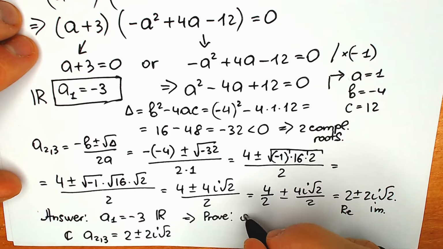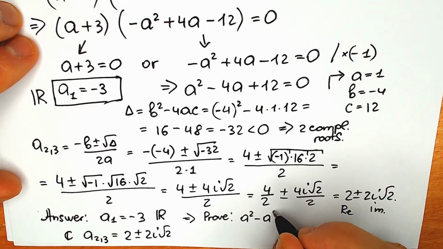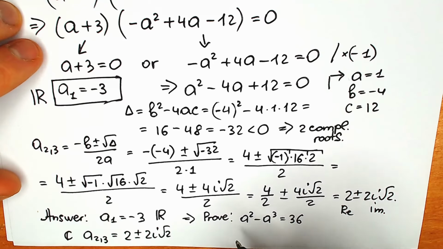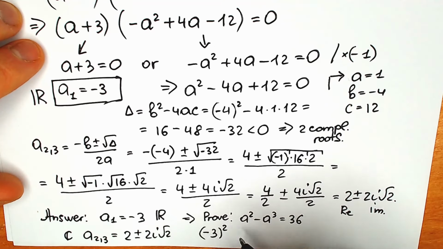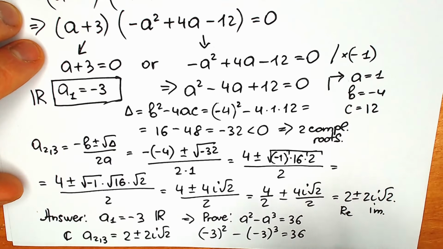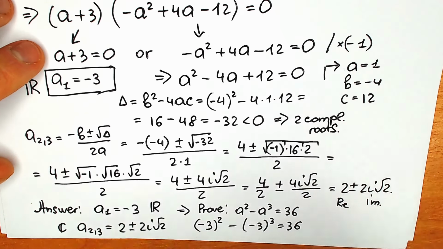And we have a square minus a cube equal to 36. Right now, let's check real quick our a first equal to minus 3. So we have minus 3 to the power 2 minus 3 to the power 3 equal to 36. So we need to do it step by step because we have a lot of powers, a lot of negative signs, but without any problems.